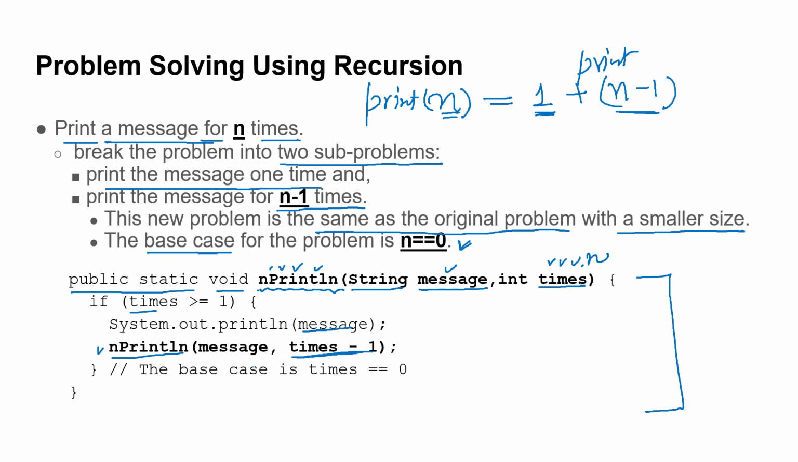which is recursive. Why recursive? Look at this statement here. After printing the message once, we are invoking this nprintln method one more time, with times minus 1 as the parameter. Originally this nprintln has been defined for times as the number of times we want to print it. The first parameter remains the same. The message is the same message over here also.